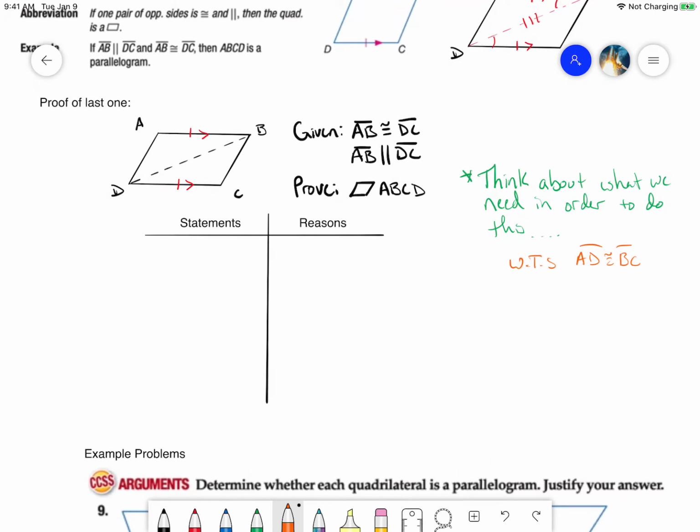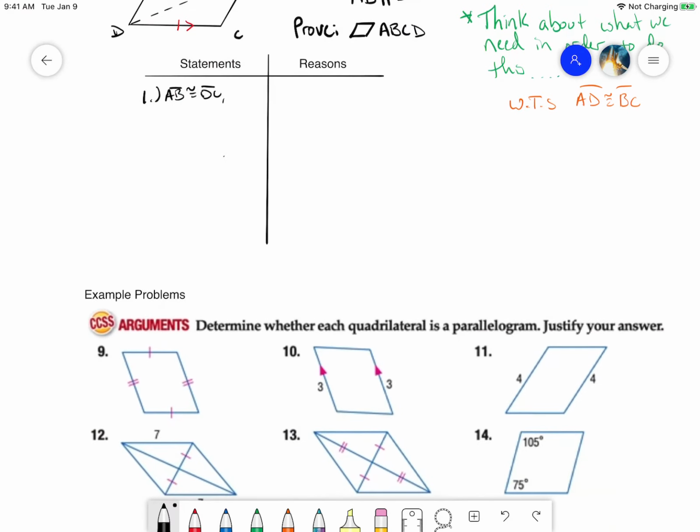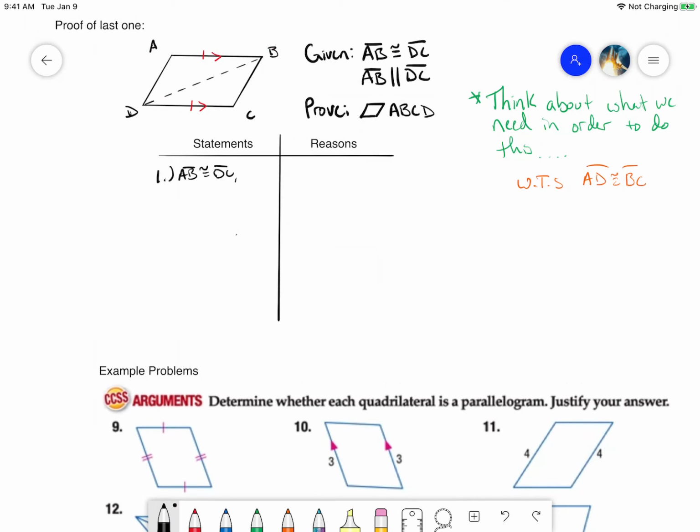My first statement is always going to be my given. My given in this case is that AB is congruent to DC, and AB is also parallel to DC. Okay? That should be everybody's first step.